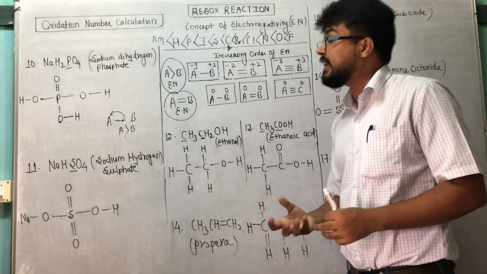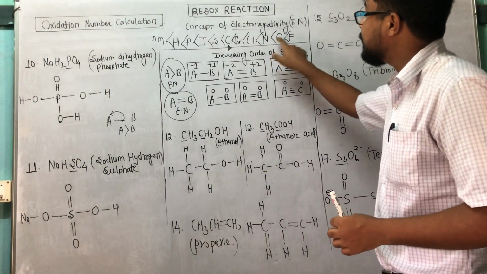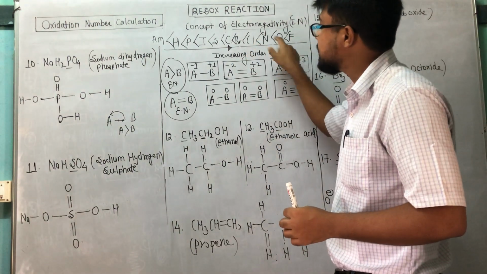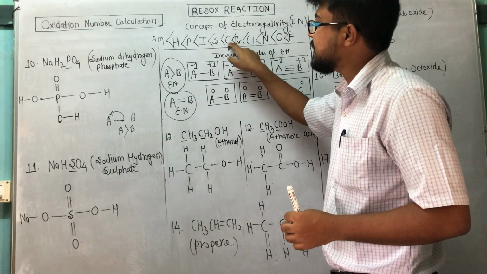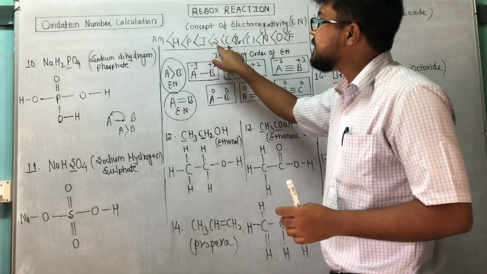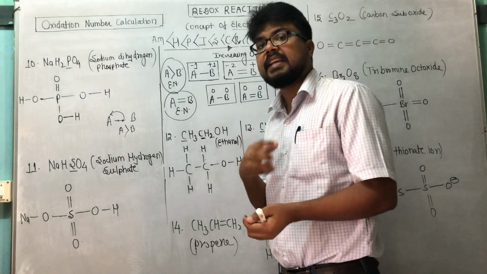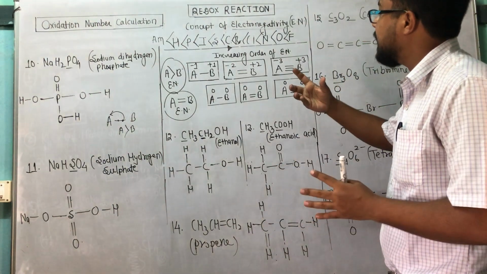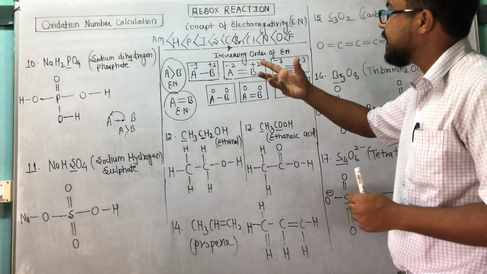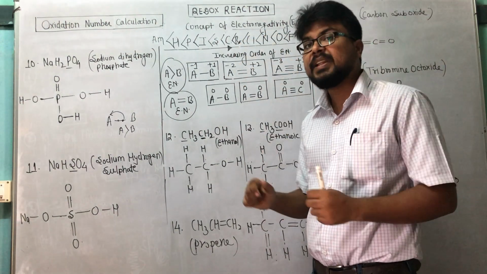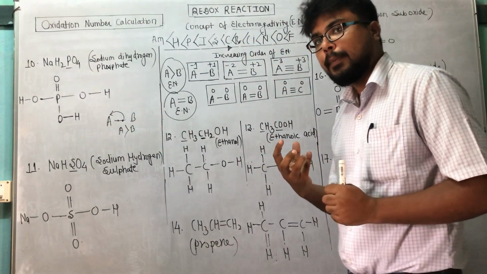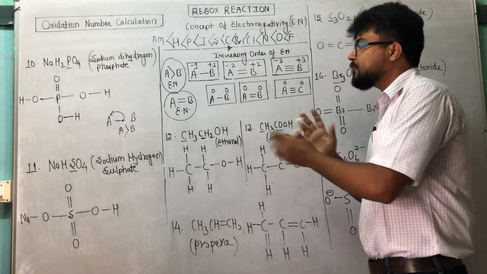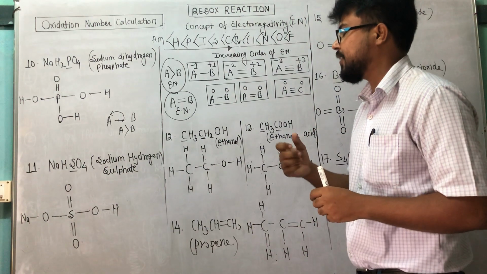So how can I learn this? I will use FONCl, collectively FONCl, then BrC, Br C, and SIP, SIP. How can I use this? I am repeating again: FONCl, BrC, SIP. It is the increasing order of electronegativity.